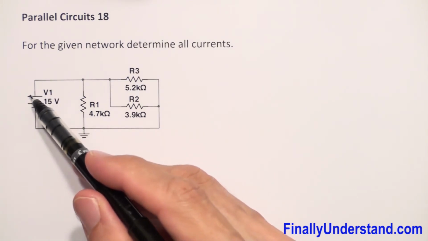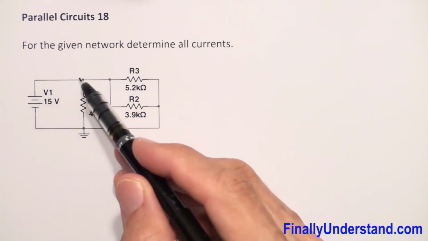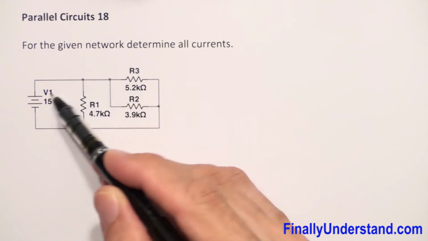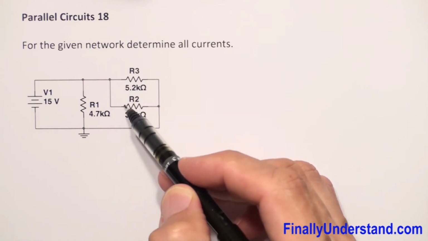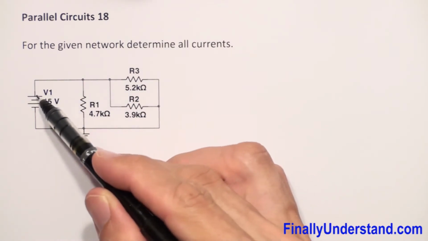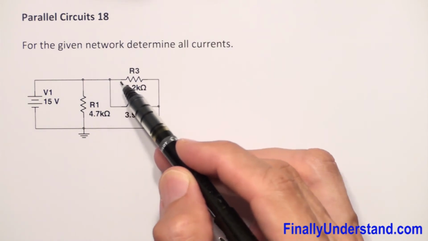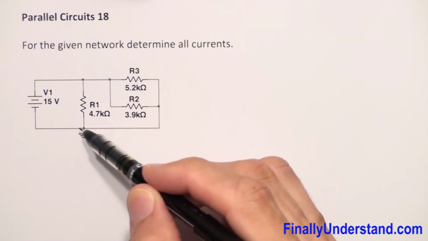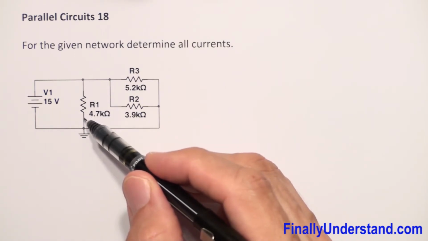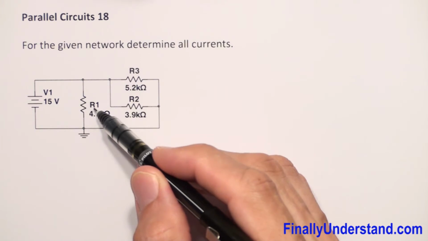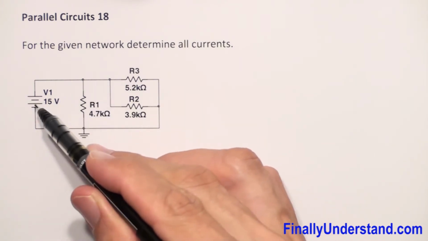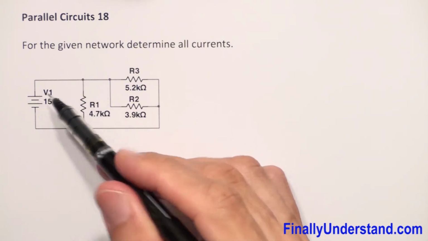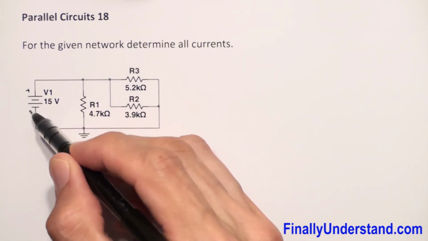We have positive terminal. Positive terminal is connected to resistor R1. Okay, this one is also connected. The positive terminal is also connected to what? To resistor R2. Okay, and positive terminal is also connected to resistor R3. Okay, negative terminal of my power supply is connected to resistor R1. So it means that my R1 is connected directly across voltage source. I mentioned that positive terminal, okay, this is the positive terminal, this is the negative terminal.